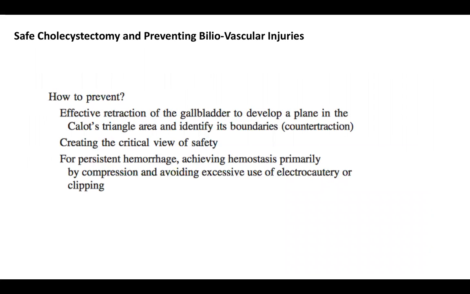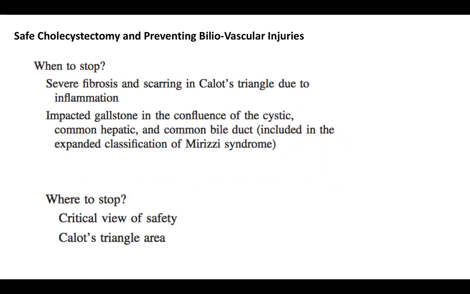Now, how to prevent a biliary or a vascular injury? Effective retraction of the gallbladder with the left hand to develop a plane in the Calot's triangle, creating the critical view of safety. If there is hemorrhage, compress, use a gauze piece. Do not blindly use electrocautery or clipping.